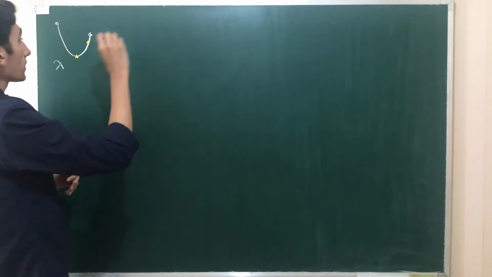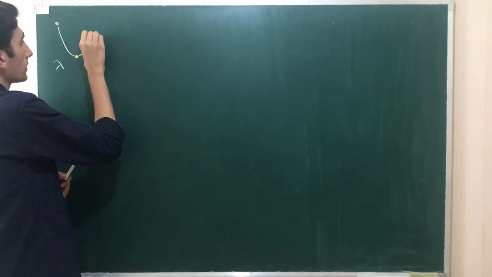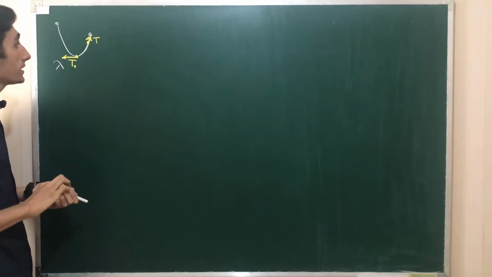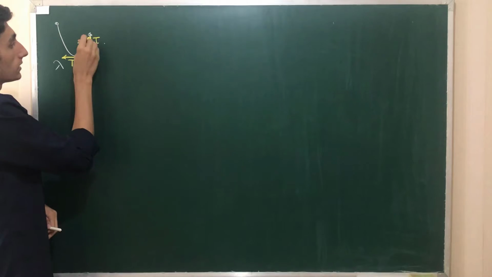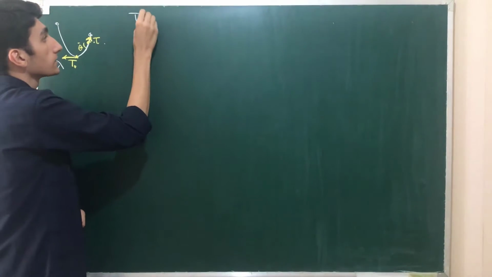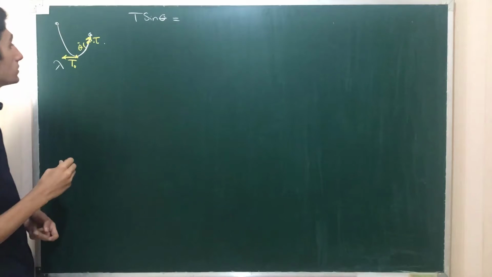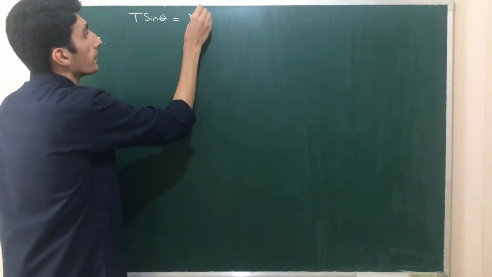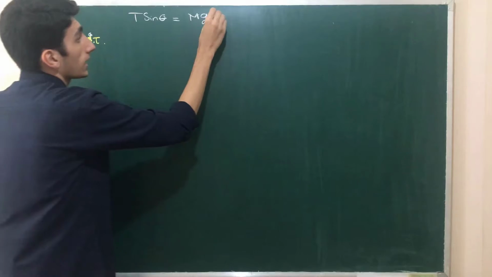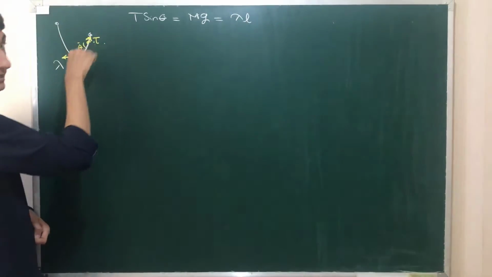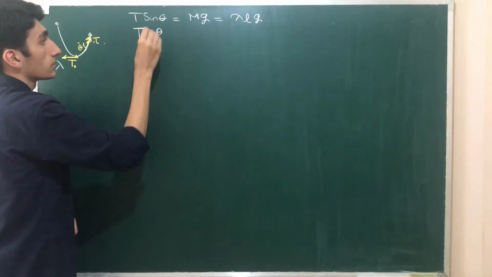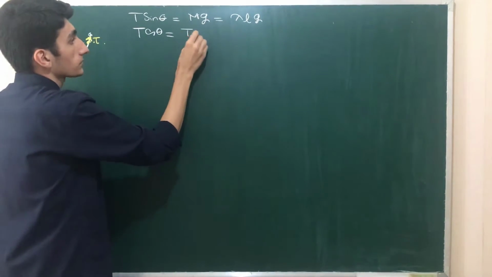If I call the tension of the rope at this point T, the tension of the rope at this point T0, and the angle here theta, what I would have is that T times sine of theta is equal to M, which is the mass of this part of the rope, times G, which I can write as lambda times L, which L is the length of this part of the rope, times G, and T times cosine of theta is equal to T0.